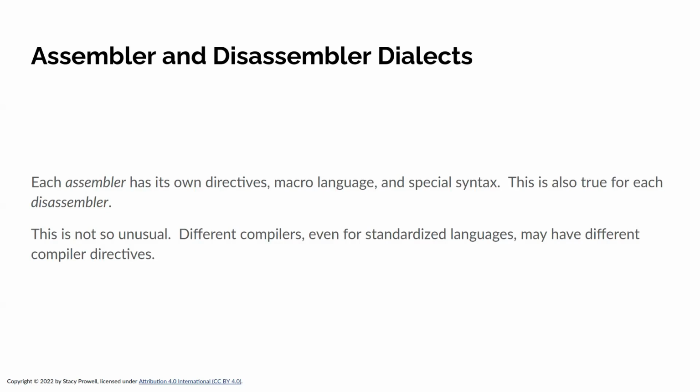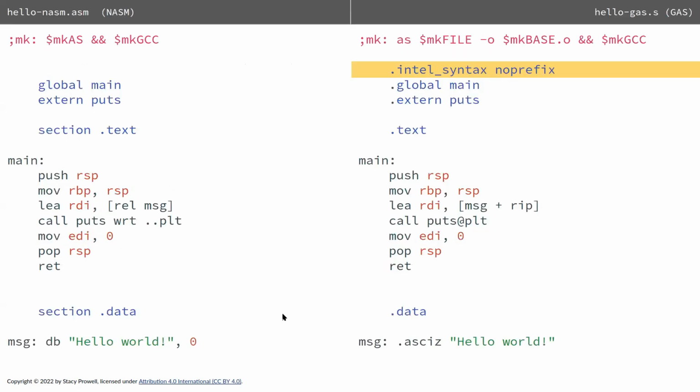Each assembler has its own directives, its own macro language, and then there's specialized syntax for different things. And that's true for each disassembler. And that's not very unusual. I mean, different compilers can have different pragmas and other kinds of things that work in them.